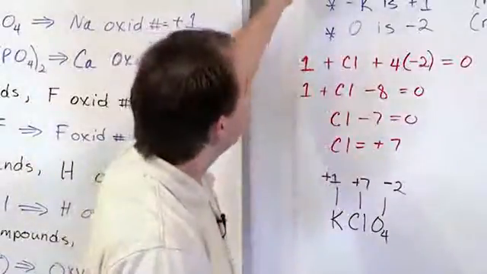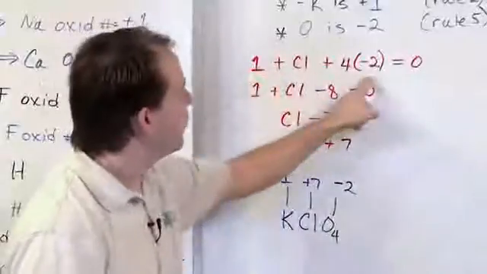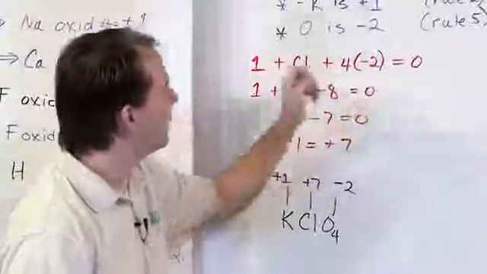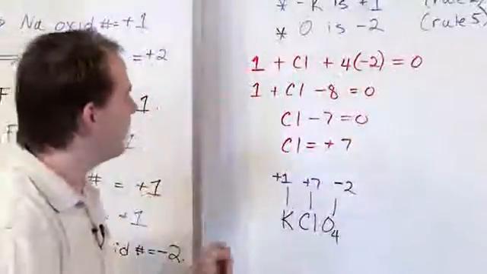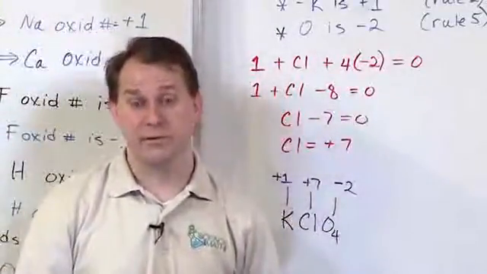But what you need to do is go and write down your rules. You're going to need to do this almost every time. So basically, you're going to be calculating the value of the last element's oxidation number by summing them up like this. So get used to dealing with that, because that's how we're going to do most of these problems.